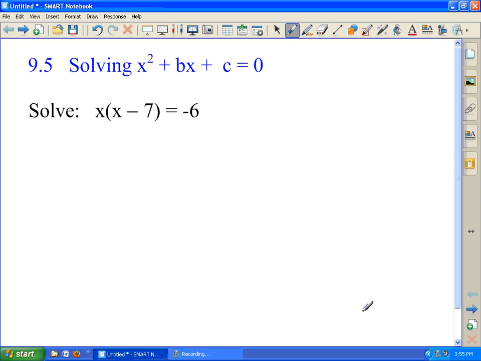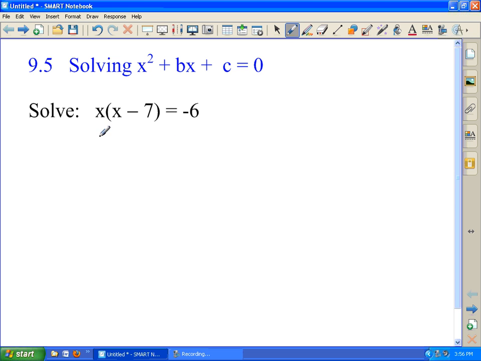So now we are going to be solving an equation that requires the use of the zero product rule and some factoring on the left-hand side. Remember that you cannot set x equal to -6, x minus 7 equal to -6, because the zero product rule says it must be set equal to 0. So that means I need to get this -6 to the other side of the equation first.